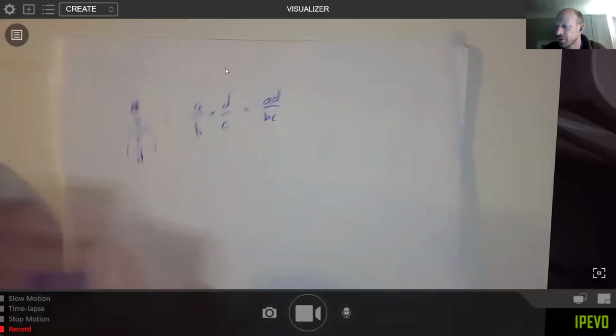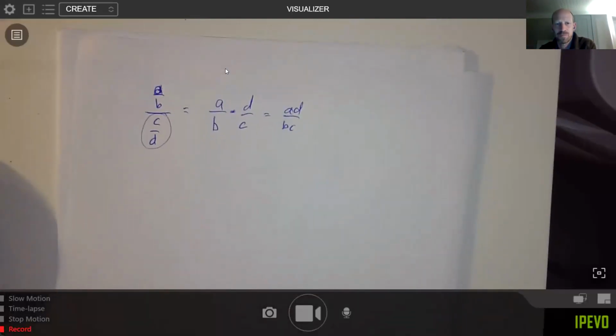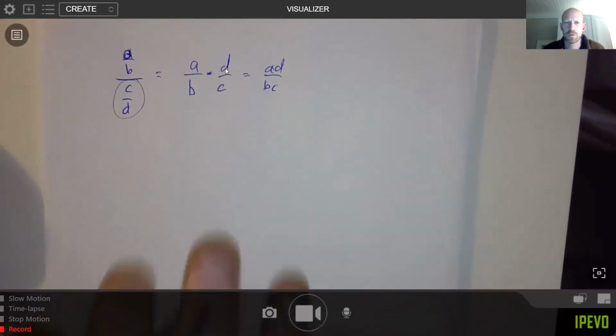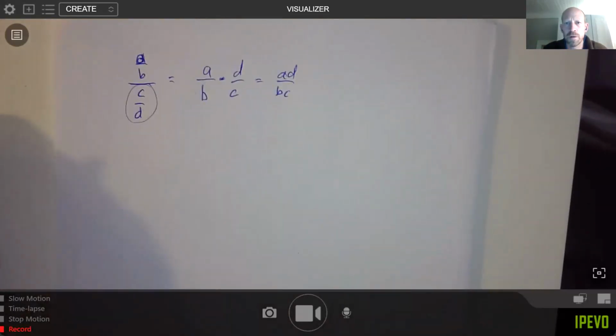Record once I get into doing the problems. Okay. So for this one, when we have division like this, we want to rewrite it as multiplying by the reciprocal. Does that help with that problem? I didn't. Yeah. Okay.